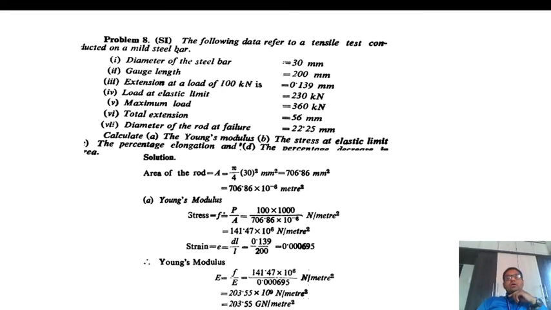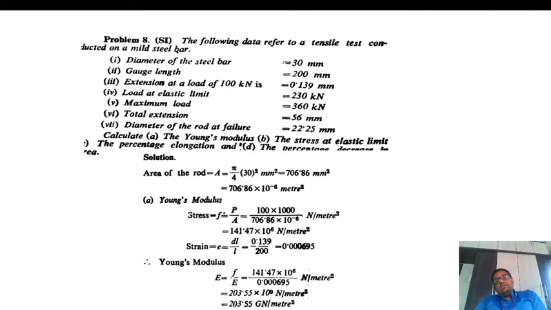So again, given data, area of rod is pi by 4 d square, pi by 4 into 30 square, that is equal to 706.86 into 10 raised to minus 6 meter square. Stress is force upon area. So after calculation, the stress is 141.47 into 10 raised to 6 Newton per meter square.